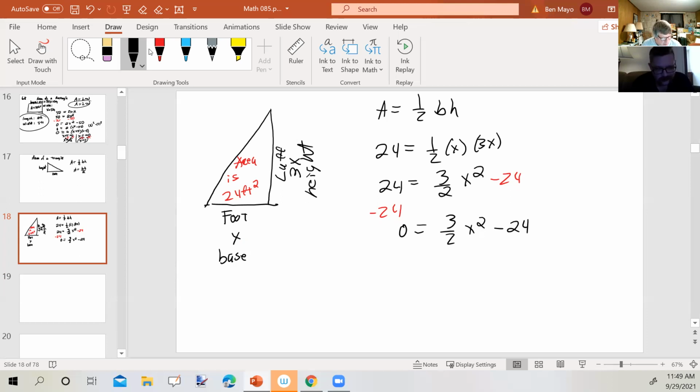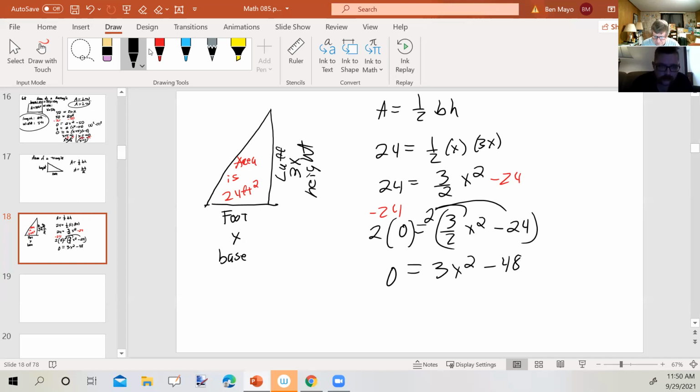This goes back to beginning algebra days. If we multiply both sides of the equation by the least common denominator, we'll clear the fraction. Well, the only denominators there are implied ones and the 2. So the least common denominator is 2. So I'm going to multiply both sides of the equation by 2. 2 times 0 is 0. 2 times 3/2 x squared is 3x squared. And 2 times minus 24 is minus 48. Okay, so all I did there was clear the fractions.